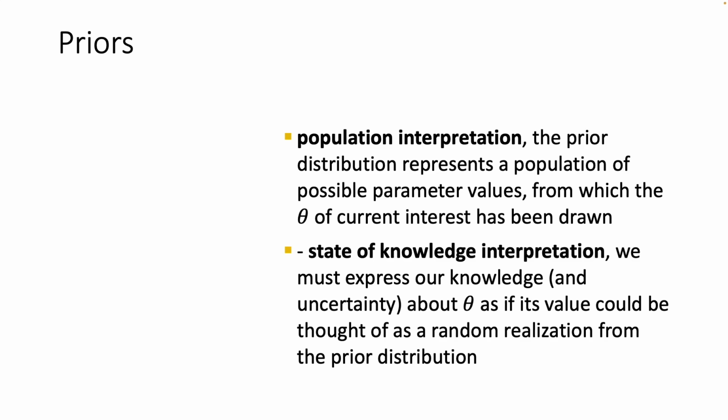So our data collection happened. And there are two general options of looking at priors. The first one is the so-called population interpretation. Population interpretation means that the prior distribution represents a population of possible parameter values that our current parameters are representative of.